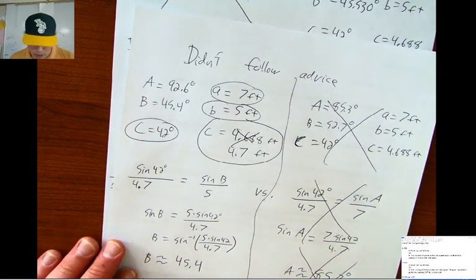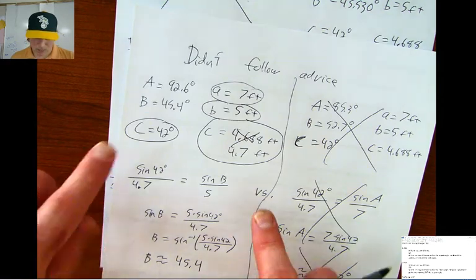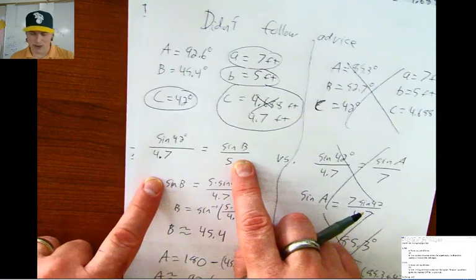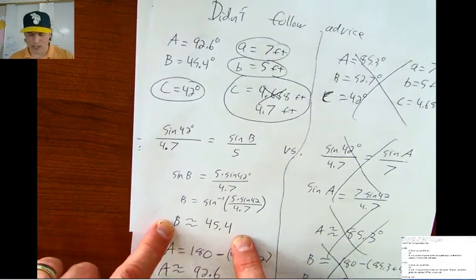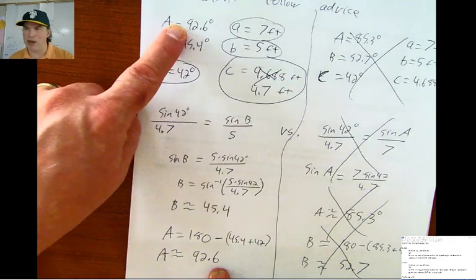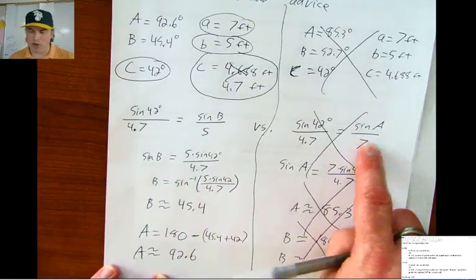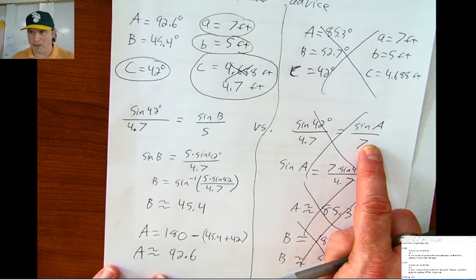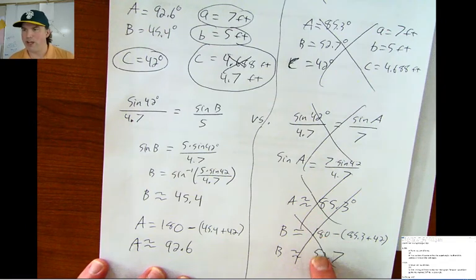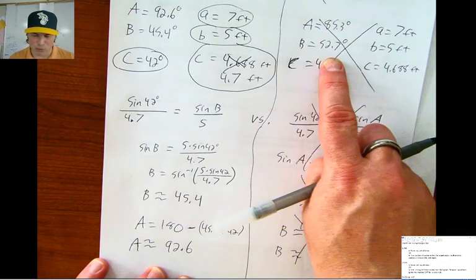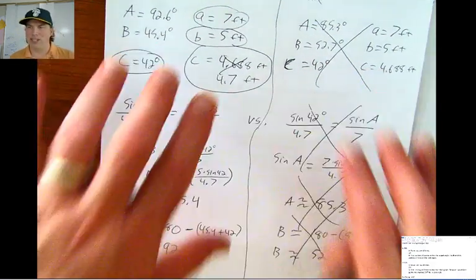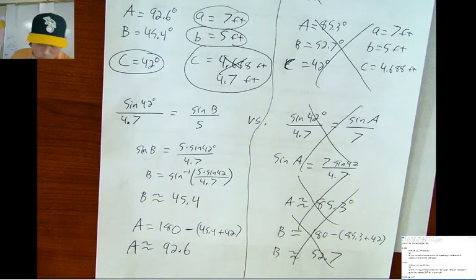In situation one, I went hunting for angle B first using law of sines, and I got 45.4. Then triangle sum theorem gives me a third angle of 92.6, so I put that up here. In this situation, I used law of sines, and I found angle A first. That worked out to be 85.3. Triangle sum theorem, that third angle is 52.7. And you're getting conflicting answers, but it's a side angle side problem, so you know it works.